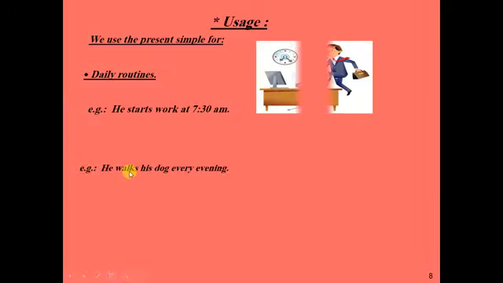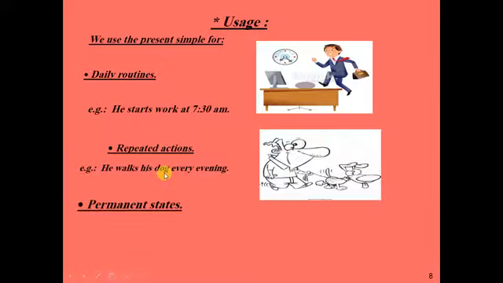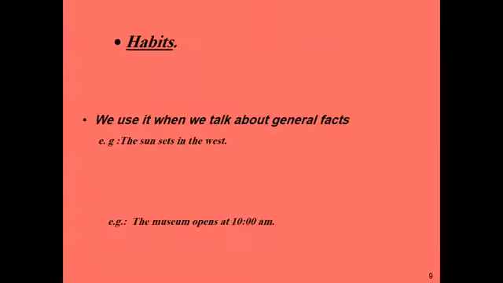Let's see the usage of the present simple. When do we use it? We use the present simple to talk about daily routines. He starts his work at 7:30. Okay, what else? We use it for repeated actions. He walks his dog every evening. Every evening he does this. He walks his dog. For permanent states, he works as a salesman. I work as a teacher, so it's a permanent state.